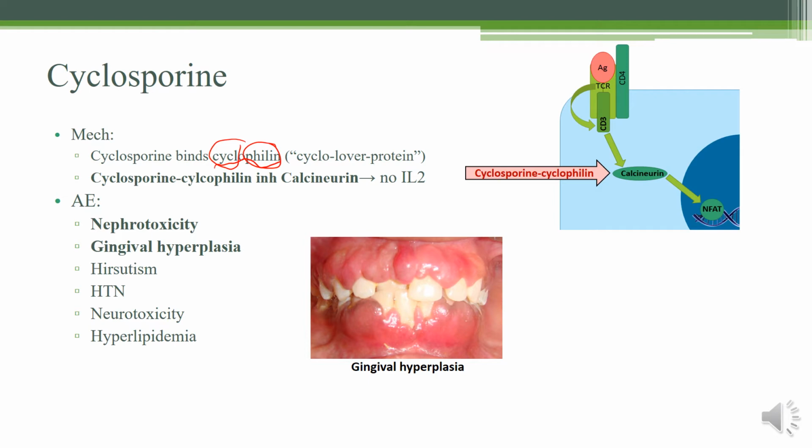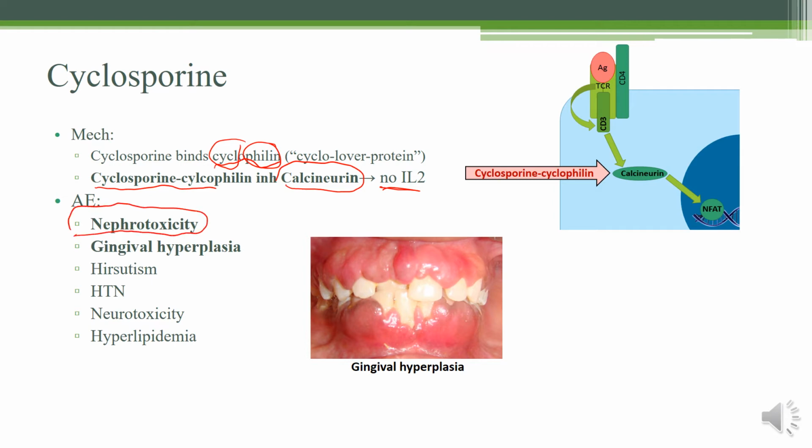So the cyclosporine and cyclophilin complex goes together, and they inhibit calcineurin. They work together and inhibit calcineurin by sequestering it. So you never really get the activation of NFAT, so you never get to promote NF-kappa B, and you never produce IL-2.